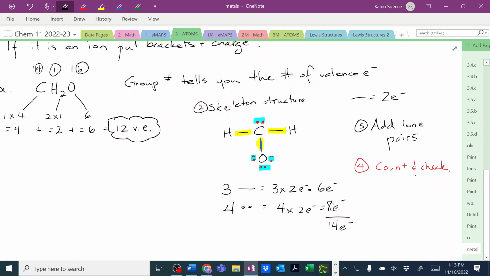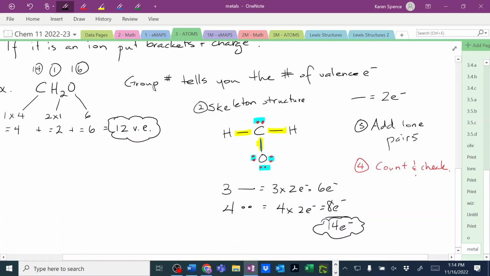If you prefer to just put your finger on them and touch them and go, I've got 2, 4, 6, 8, 10, 12, 14, that's fine as long as you don't lose track. Because sometimes the structure is kind of big and you're like, did I count those ones already? Shoot! Which is sometimes why I like to do it this way, but either way is good.